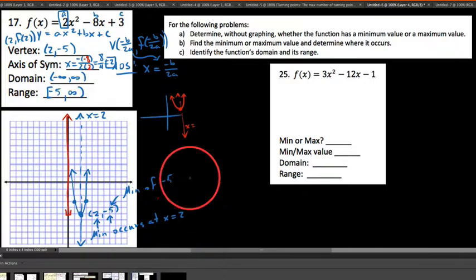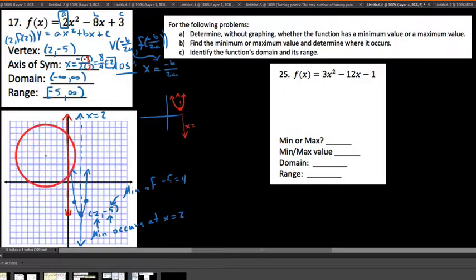x equals 2. So we would say that when we talk about minima and maxima, of course we're talking about y values, and when we talk about where they occur, we're talking about the x value at which that occurs. So how could I, in this next problem here, tell you what the min or max value of this parabola would be and where it occurs, and then also the domain or range, if I don't even graph it?